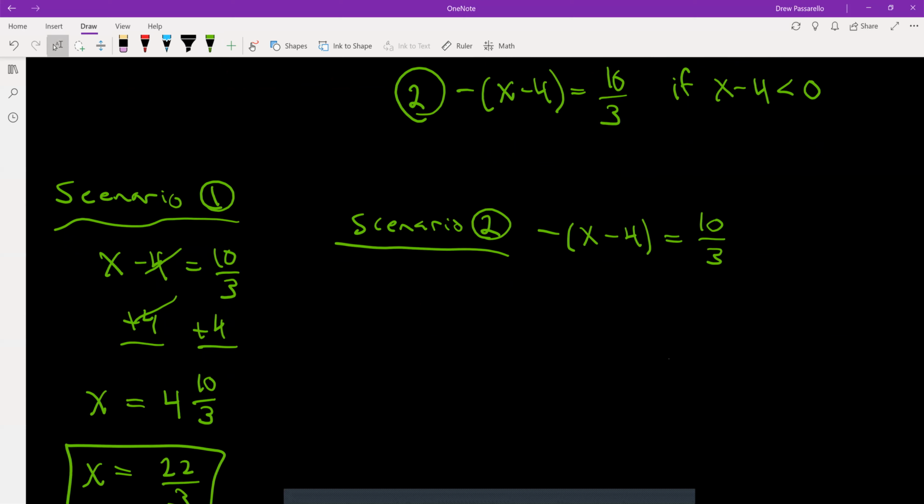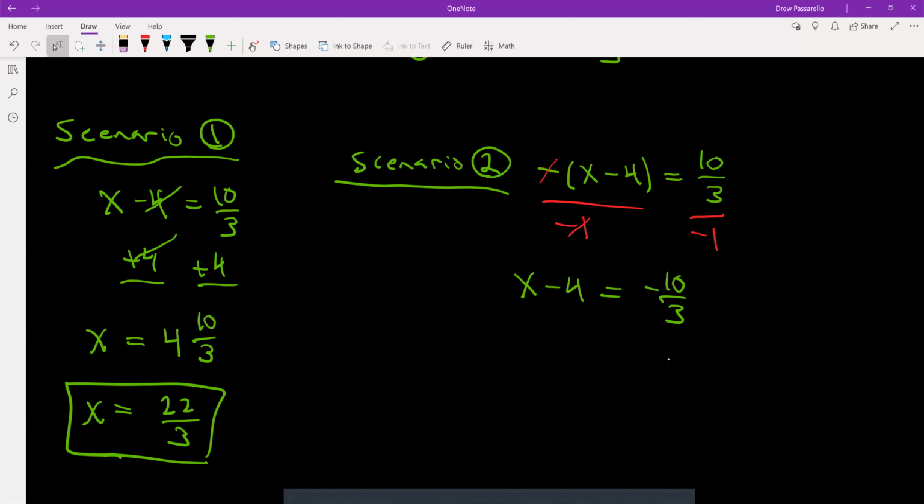Now you could either divide both sides by -1 or distribute the minus sign. It might be easier to just go ahead and divide by -1 so you can get rid of those minus signs. So then that's x minus 4 equal to -10/3. And then to get x by itself, still adding 4. And you're doing -10/3 plus 4. That's going to give me 2/3.